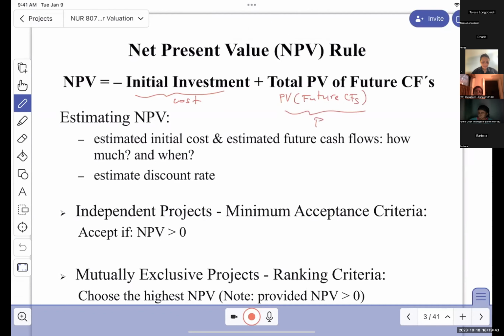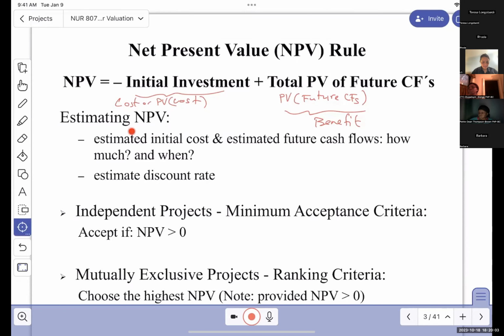Or in other words, the benefit. And we do this all in time at time zero, in the present. This is the present value. Everything has to be in the present. So I call it cost, or present value of the cost. And then that's the benefit.